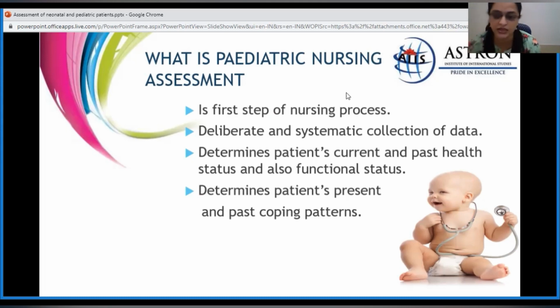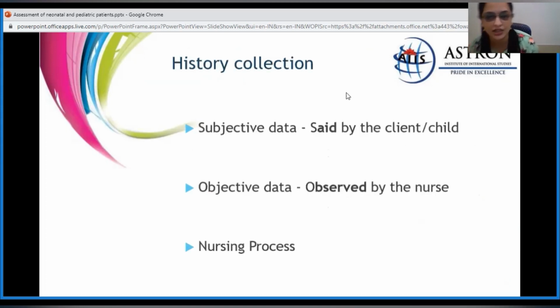So when you are assessing any child, you have to remember that you first have to collect the history of the patient, or the history of the child. The child is your client. Yes, we call it a client. When you are collecting the history, you can collect it in the form of subjective data and objective data. As you have completed GNM and BSc, there is no need to explain subjective and objective data because you are aware of that.